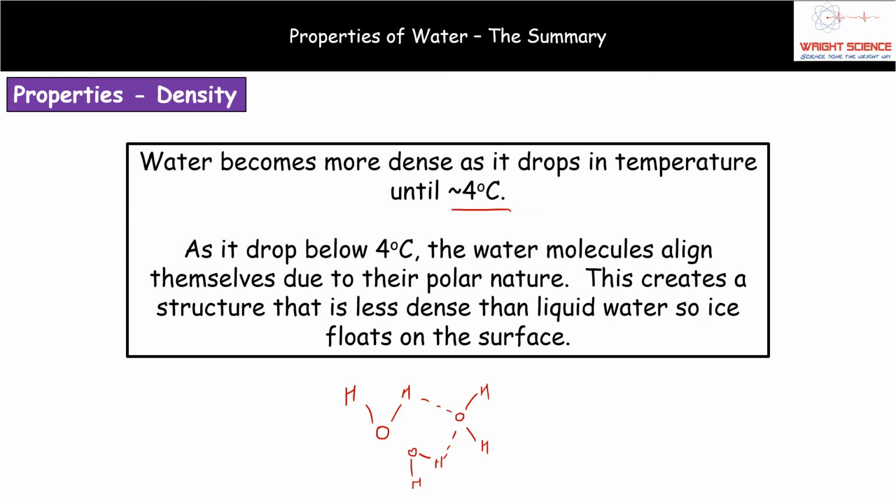We end up with, obviously, little hydrogen bonds, the little dotted lines, forming between the individual water molecules. Because of that, they're going to be held out in a slightly more spaced out fashion than they would be in a typical substance becoming solid. That means that as our liquid water turns to ice, so as it goes from liquid to a solid, then it actually becomes less dense. So that key phrase to remember is that ice is less dense than water.